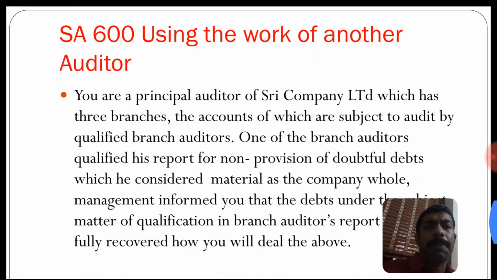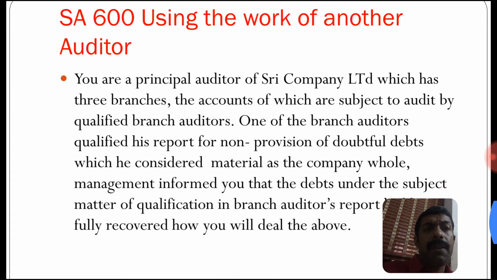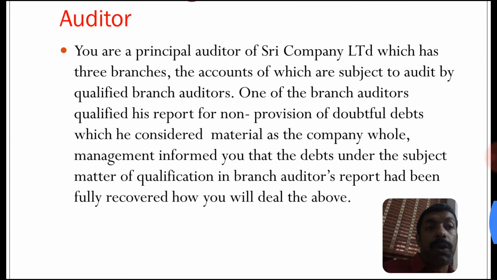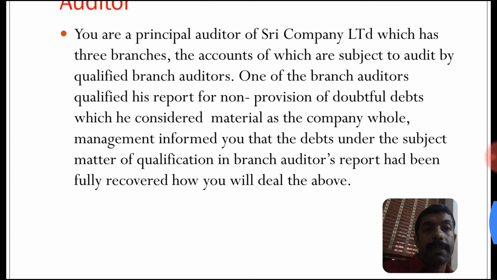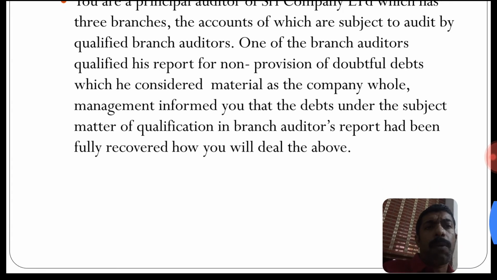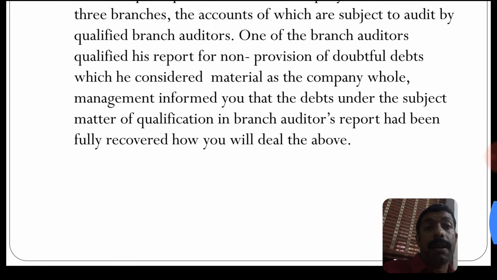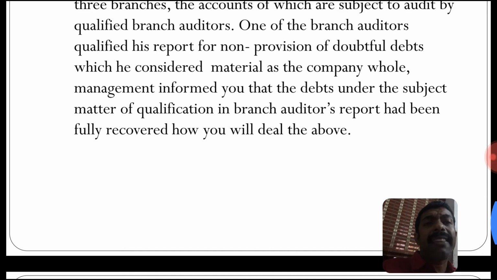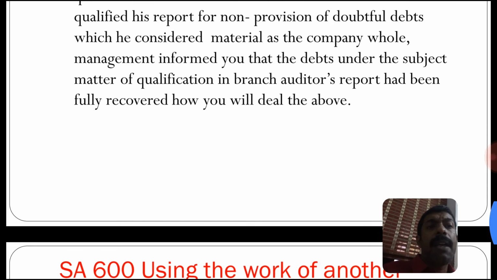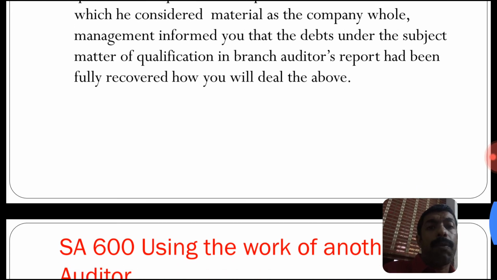You are the principal auditor of Sri Company Limited, which has 3 branches, the accounts of which are subjected to audit by the qualified branch auditors. One of the branch auditors qualifies his report for non-provision of doubtful debt, which he considered material, as the company management informed you the debt under the subject matter of qualification in branch auditor's report had been fully recovered. How will you deal with the same?